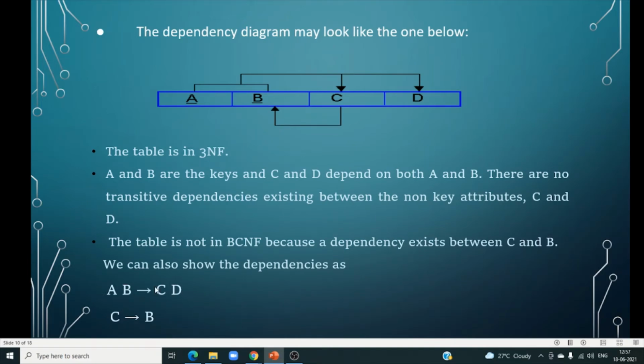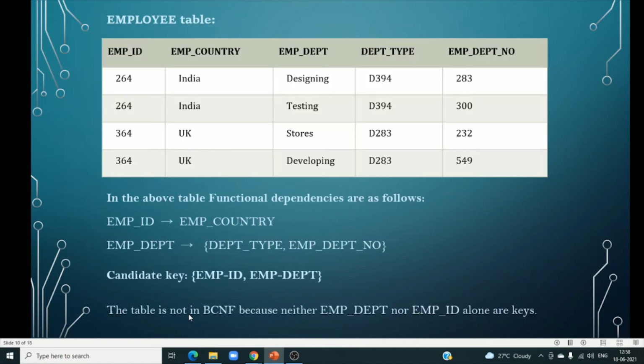Here we are showing the dependencies. AB determines C and D. AB is the candidate key, meaning the key attribute. That is okay, but there is another dependency, that C is determining B, but C is not part of the candidate key. So C is a non-key attribute which is determining B. This table is not in BCNF, so we have to decompose this table.